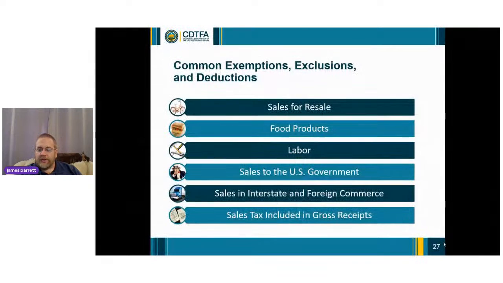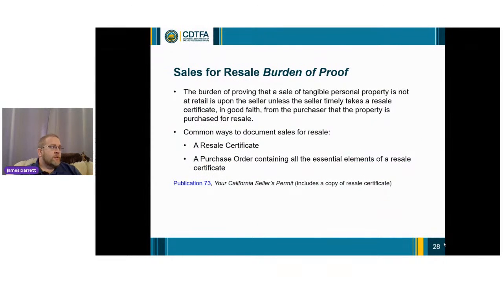Okay, so we're gonna talk about some common exemptions, exclusions, and deductions. And first up is sales for resale. So you may know that as a business owner, you can buy items for inventory without paying sales tax. What you're doing is you're making a promise. You're saying, I'm not going to pay sales tax now, I'm going to pay it when I sell to my customer, okay? And you document that promise with a resale certificate, all right?